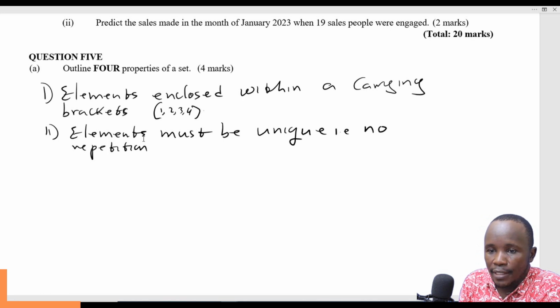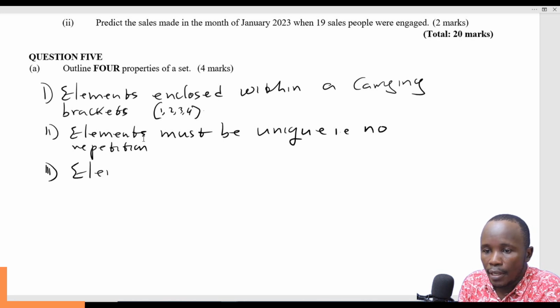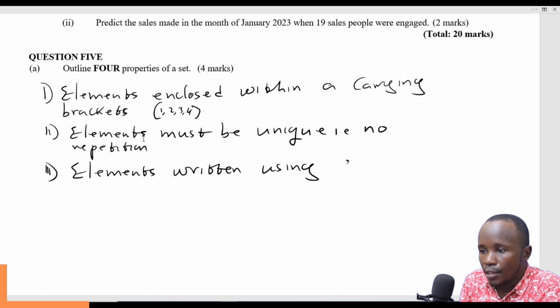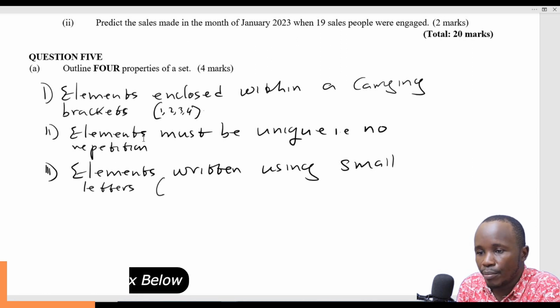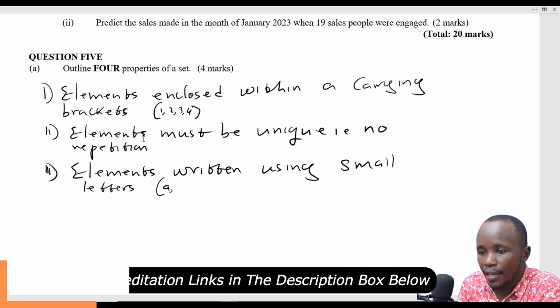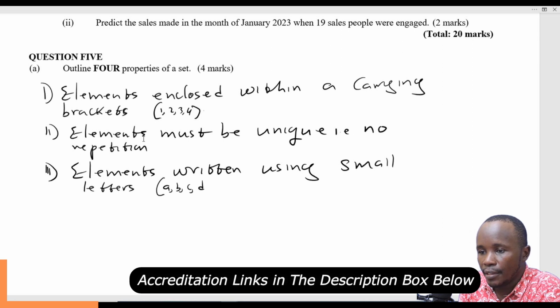Another property of a set, elements are written using small letters. These elements are inside your bracket and we use small letters. If you have A, B, C, D, the elements are written using small letters.